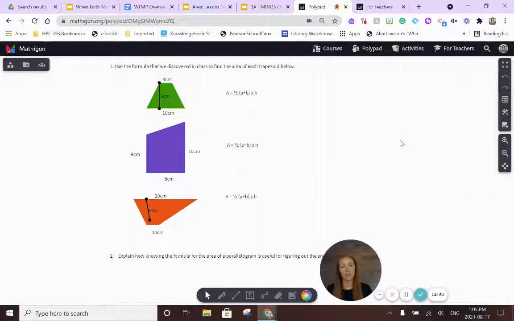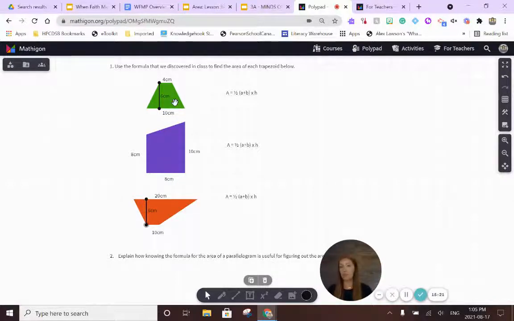Each student was assigned this practice page. So this was found on Google Classroom, and students were able to see each of these different trapezoids. They saw the formula that we had just co-created and just discovered together, and they were able to use that formula to find the area of the trapezoid here right on Mathigon Polypad. If students didn't like to use the formula, they were very welcome to cut this shape up and, again, explore, manipulate, reason, and try to make sense of that math.